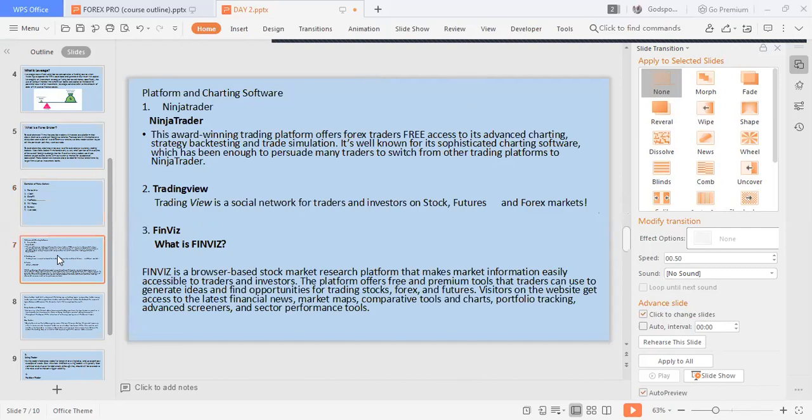Platforms and charting software. We have NinjaTrader, TradingView, and Finviz. TradingView is actually a social network that investors use to trade. When you get to the advanced class, I will teach you how TradingView works. Are you with me? TradingView is exactly what technical traders use to trade. So let's proceed.